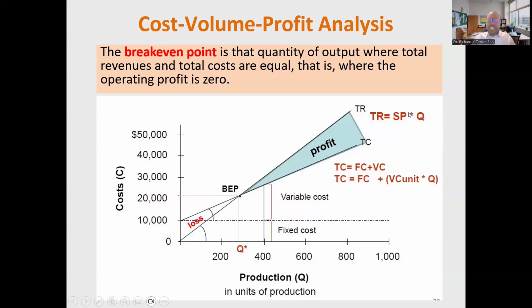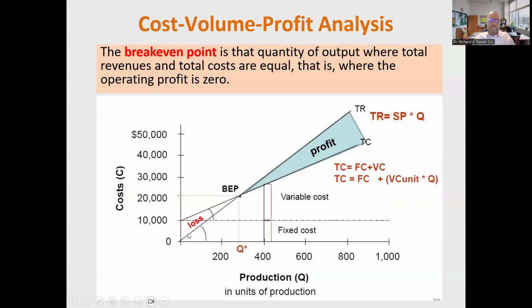Total revenue is simply the selling price times the quantity we sell. And the total cost is made up of the fixed cost plus the variable cost. How do we get the variable cost? It's the variable cost per unit times the quantity. It's simple. So what we see, total cost is simply the total fixed cost plus the total variable cost. And total variable cost is the variable cost per unit times the quantity we produced.